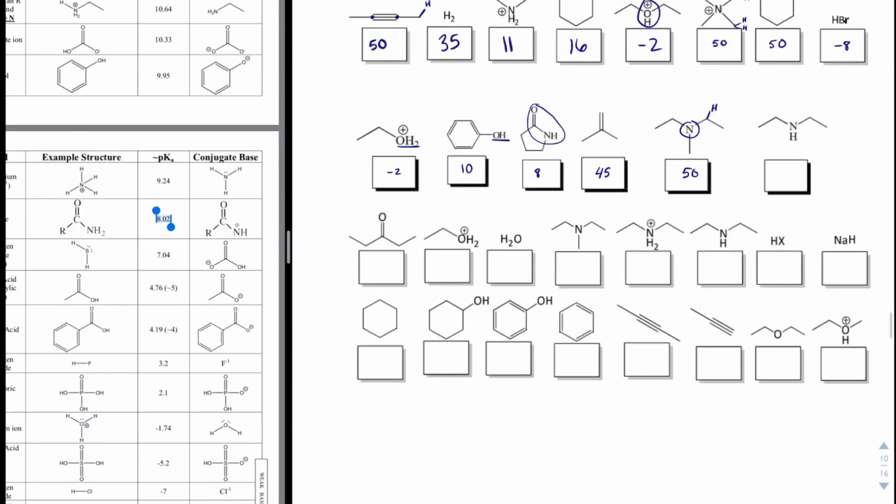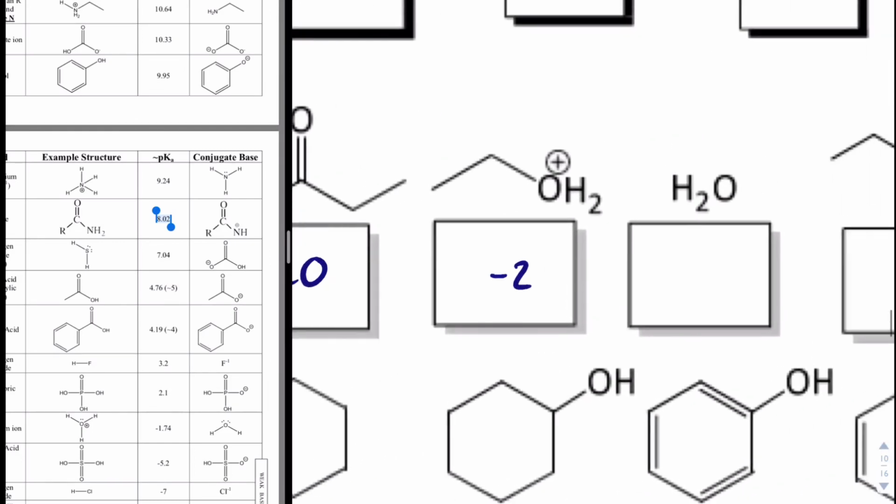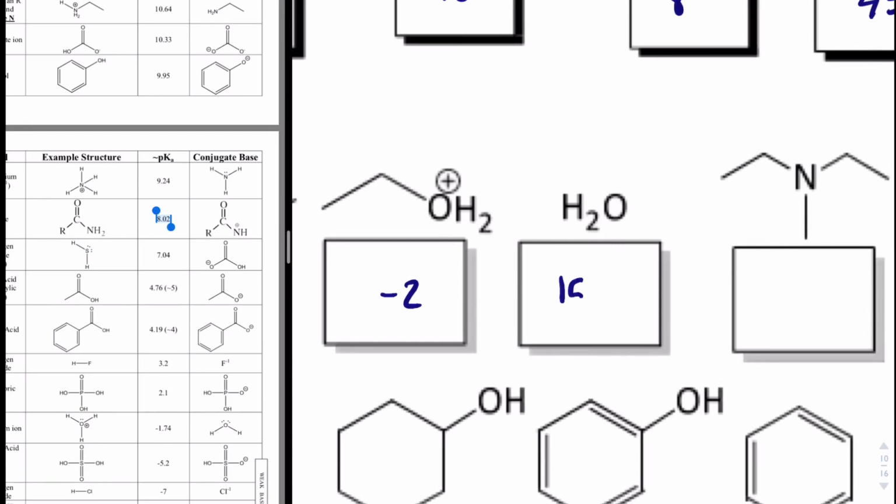What I would like you to do is pause the video, come up with the rest of these. There's a couple that might be a little tricky. I'm going to go through them here quickly. This is a ketonic hydrogen. This is 20. Positive alcohol group, -2. Water is the only one I need you to have exact, and that would be 15.7. Here, this would be 50.